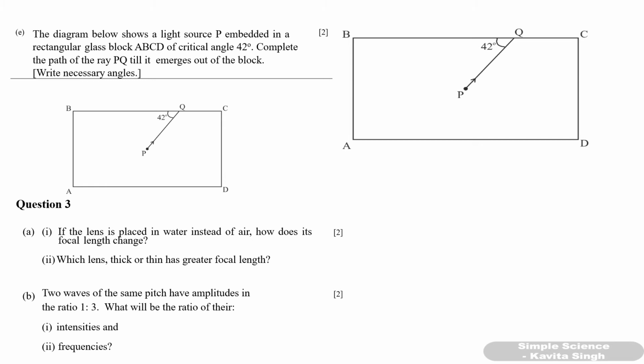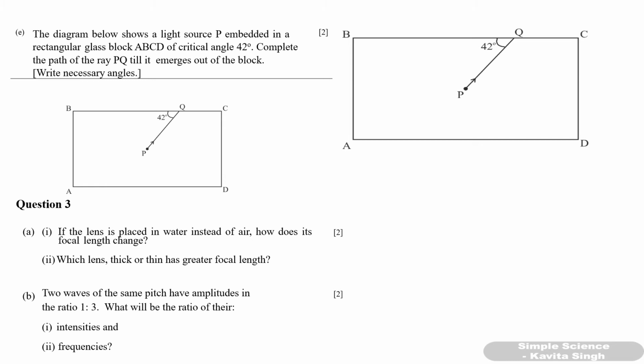Critical angle is 42 degree. Complete the path of the ray PQ till it emerges out of the block. Write necessary angles. So you have to write the angles also, otherwise you will not get marks. Okay, 1 mark. I'll tell you the marking scheme also.